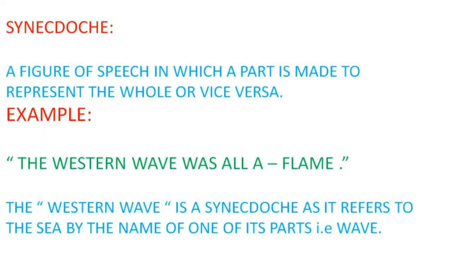The next figure of speech used here in this poem is synecdoche. Synecdoche is a figure of speech in which a part is made to represent the whole or vice versa. For example, the western wave was all aflame. The western wave is a synecdoche as it refers to the sea by the name of one of its parts, that is wave. So the western wave is a synecdoche because here this word refers to the sea.